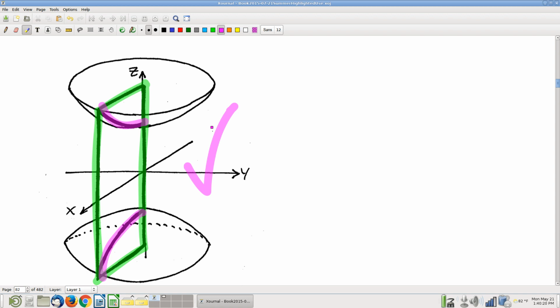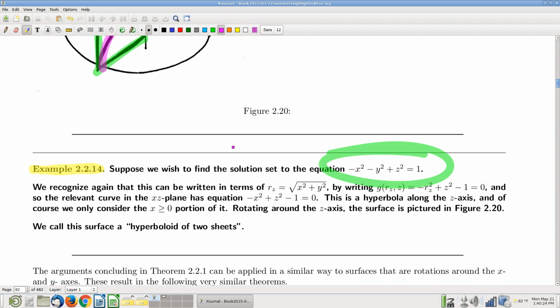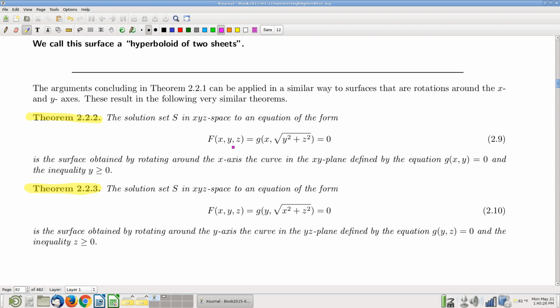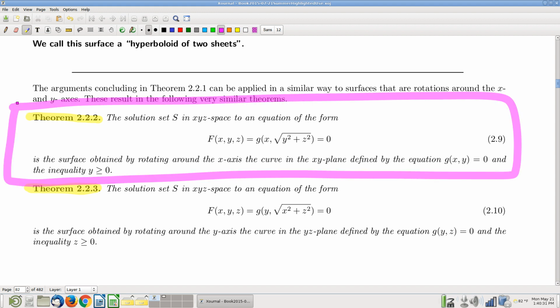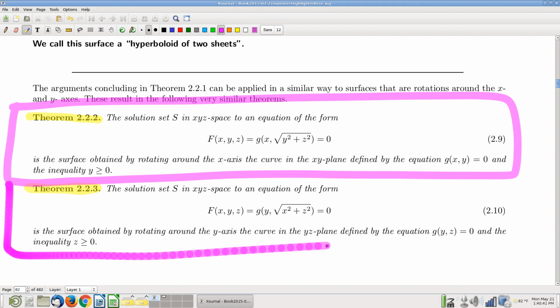All right, there's a bunch of exercises at the end of this section giving you practice in working out what happens if you have which kind of surface. By the way, here's a couple of additional theorems. These are the same idea, just applied to rotational symmetry around the x-axis, or, for this last one, rotational symmetry around the y-axis.